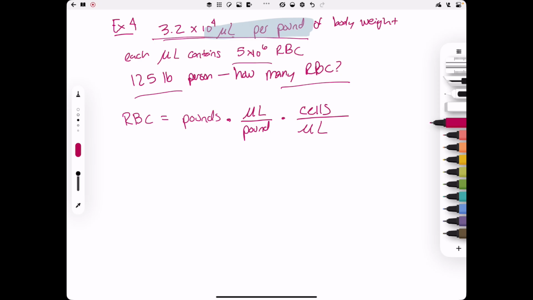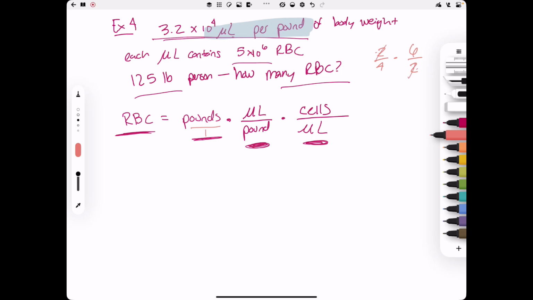So, in words, I want to know how many red blood cells there are in somebody that weighs a certain amount. I know that there's a certain amount of microliters per pound, and I know there are a certain number of cells per microliter, right? If I'm thinking just about fractions, I can put pounds over 1 because that doesn't change anything, right? If I look across here, if I have like a 2 over 4 times a 6 over 2, what happens to these 2's? They cancel out.